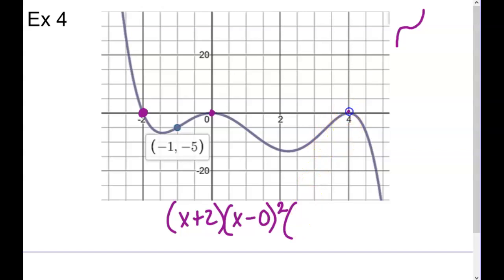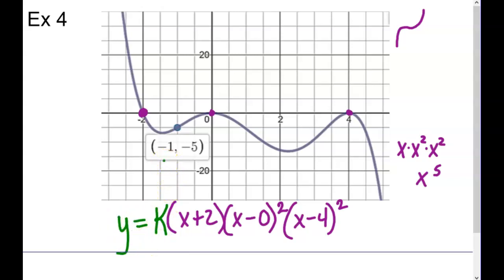And then it has another 0 out here at 4. So what would that factor look like? X minus 4, and it is also bouncing there. So what degree do I currently have? I have an x that's squared, an x that's squared, and an x. Yes, that is a degree 5. That's looking okay, right? Except I'm thinking it has a negative coefficient, which we should be able to figure out.